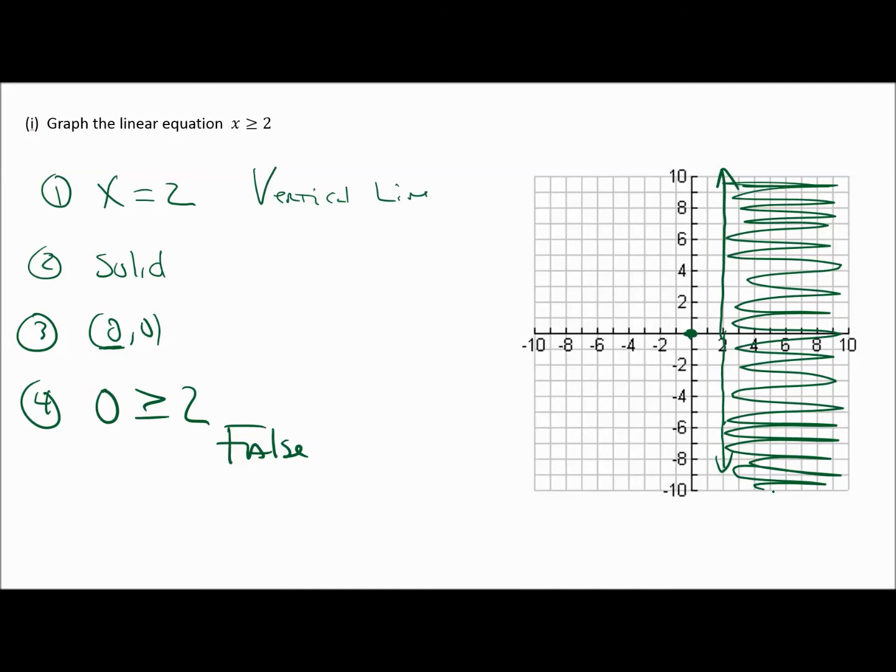So I hope that helps. You have to be good at graphing. If you had trouble with this, go back and watch the graphing videos and then come back and do this. You'll find that it's pretty straightforward and pretty simple to do.